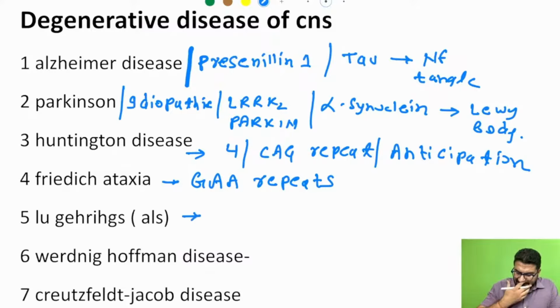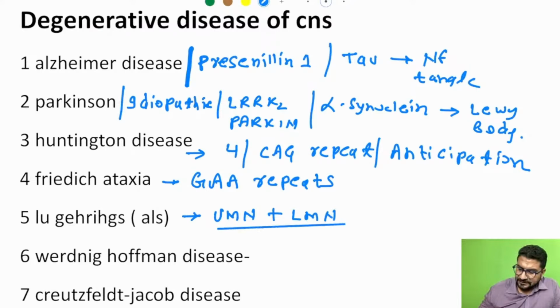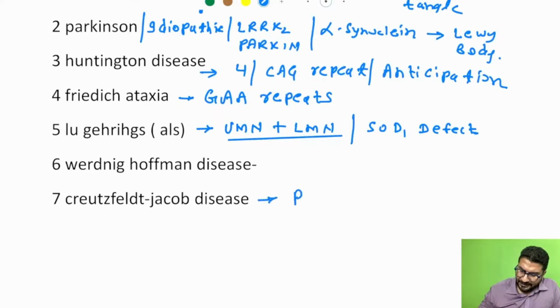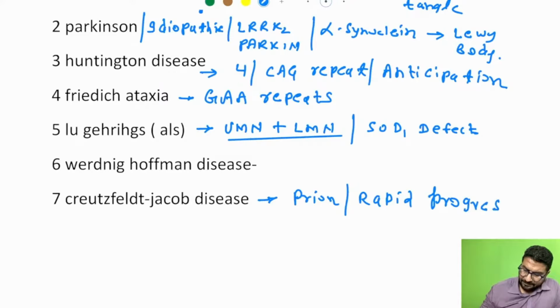Lou Gehrig disease also called as ALS. ALS means amyotrophic lateral sclerosis. तो इसको देखो यहाँ पे. Here you will see both upper motor neuron and lower motor neuron damage. दोनों का डैमेज होगा. So basically it is SOD1 defect, superoxide dismutase का defect होगा, and there is a glutamate mediated excitotoxicity. Wernicke Hoffman is a rare disease. Creutzfeldt Jakob, I told you it is a prion disease. And यहाँ पर क्या होगा, patient will have most rapid progressive dementia.